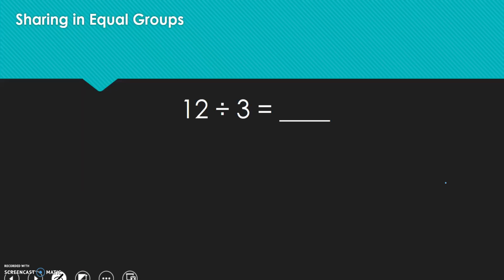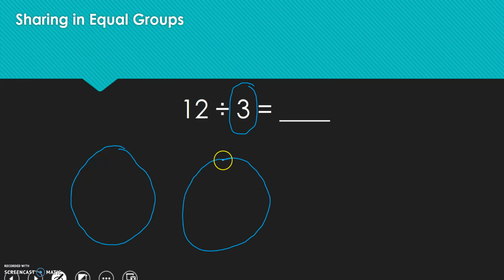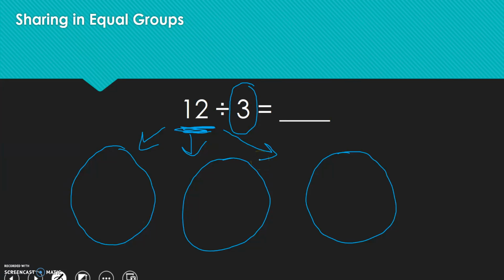So let's look at a problem and let's look at sharing in equal groups. I'm going to be taking my dividend and sharing it into my divisor. So let's take a look at how that works. I'm going to start by looking at my divisor, the second number in my division problem, and that's 3. I'm going to make 3 circles. I'm going to make them big because I'm going to be putting objects in these 3 circles. So now I'm going to look at the first number in my problem, my dividend, and I've got 12. I want to equally share 12 into these 3 circles. So I'm just going to start by doing that.